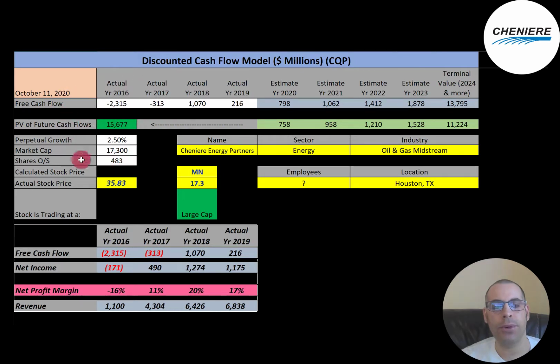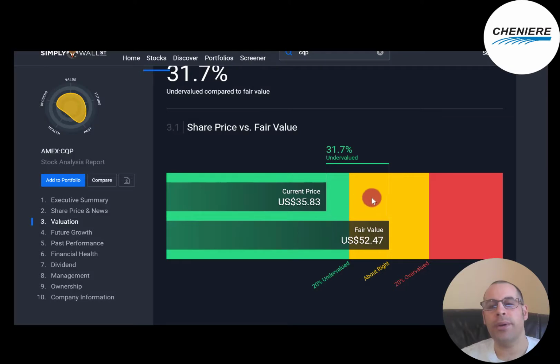We divide that by 483 million shares. And we get a calculated stock price of $32.47. They're trading at $35.83. They're trading at a 10% premium. It's a sell according to the model. Simply Wall Street has them valued at $52, so they're saying it's undervalued. They're saying it's a strong buy.